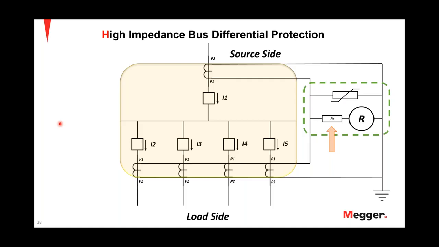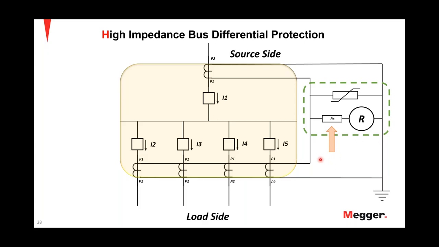So in this figure here, this figure depicts a high impedance bus differential relay that is used here. Let me get my pointer back. Okay, it's used here, and you can see that it's connected in parallel with the CTs in the scheme.